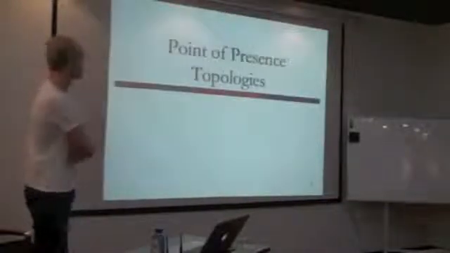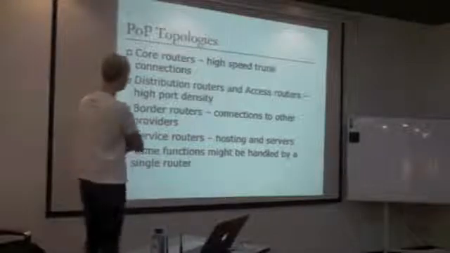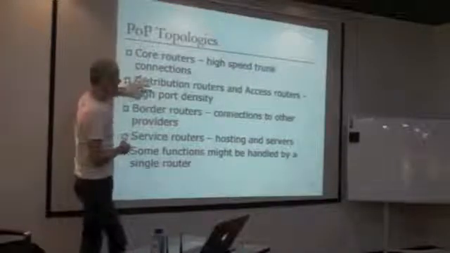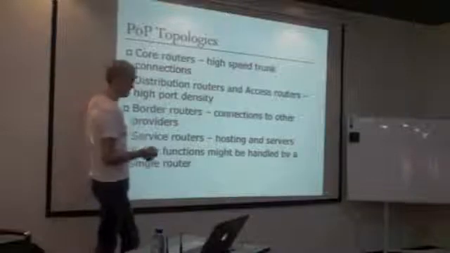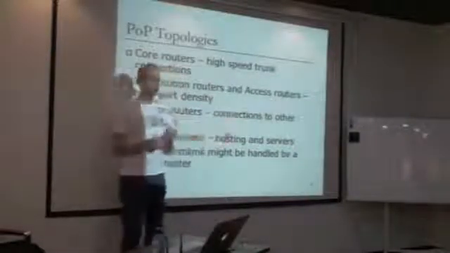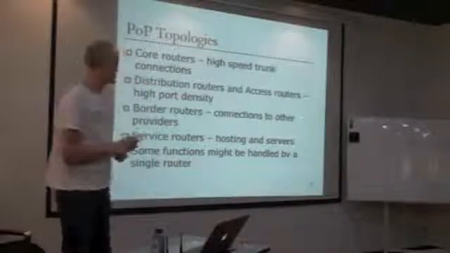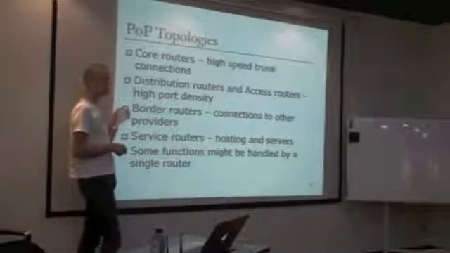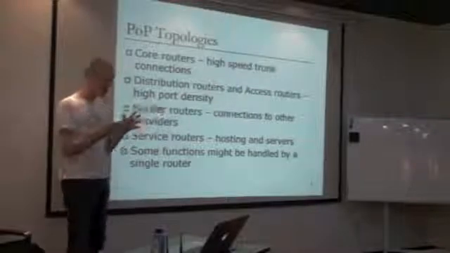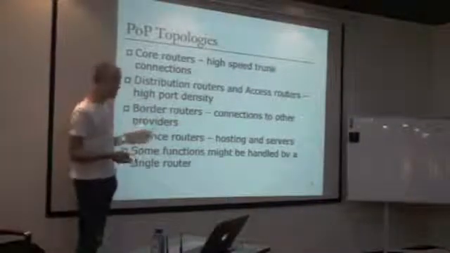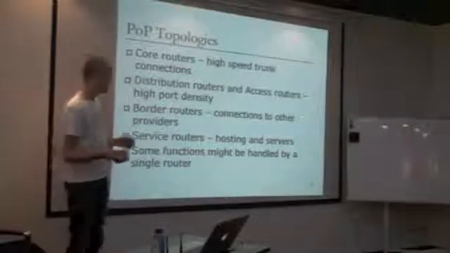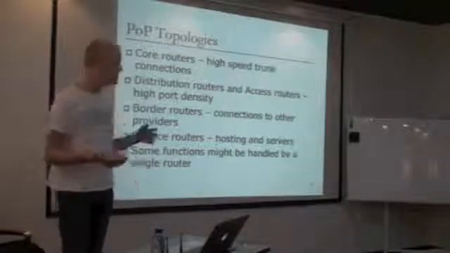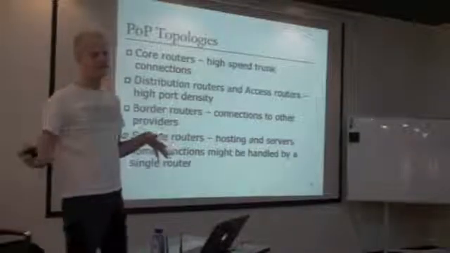The first thing we'll look at is the point of presence design. We talked about core routers on the first day, high-speed trunk connections, and distribution routers for bigger networks. You have the access routers where you connect your customers to the network. Border routers connect you to other service providers. It's very important that you have a border router in your network, separate from any of your backbone. Service routers are where you do all the hosting and services. And as I said on Monday, some of these functions can be handled by a single router. You don't have to go to your vendor and buy all these different routers from the start.